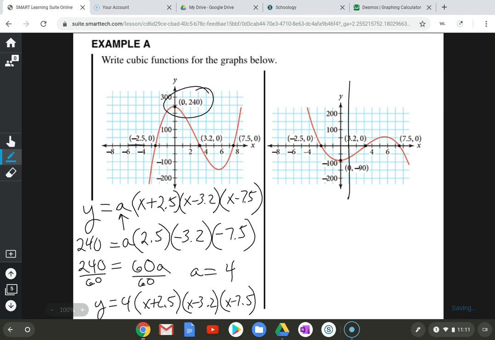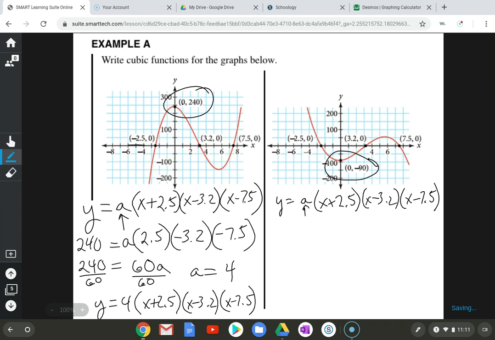So for this one, let me erase this line that's just sitting here in the middle. There we go. All right. For this one, we have the exact same x-intercepts. So we still start with y equals a times x plus 2.5 times x minus 3.2 times x minus 7.5. The only difference is this a value. And how do we know it's different? Because we have a different y-intercept.